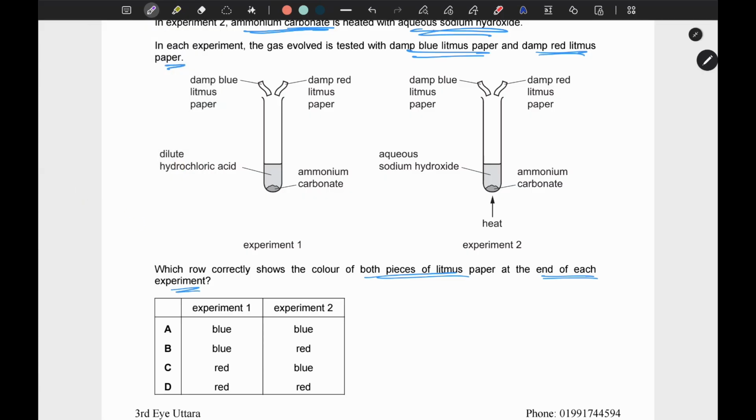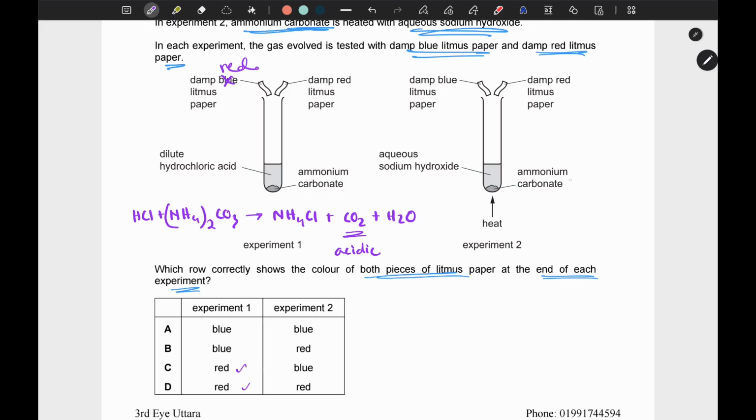So when dilute hydrochloric acid, HCl, reacts with ammonium carbonate, (NH4)2CO3, our products are ammonium chloride, carbon dioxide, and water. Won't bother balancing the equation because it's not required in this question. So carbon dioxide is an acidic gas, so we can expect our litmus papers to be red. So the red one will stay red and the blue one will also become red. So for experiment 1, our expectation is red.